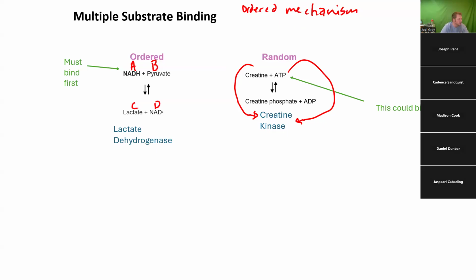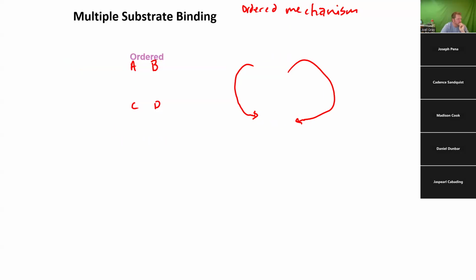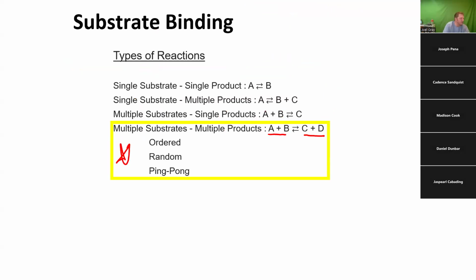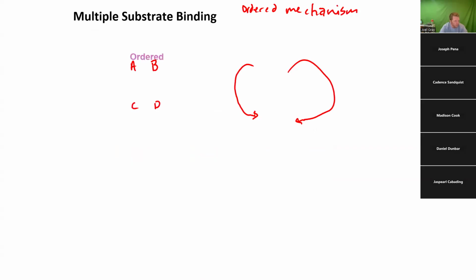So we've got order or random. The question that's basically being asked is: does sequence matter? That's our question. If the answer is yes, it's an ordered reaction. If it's no, then it's random. Okay.